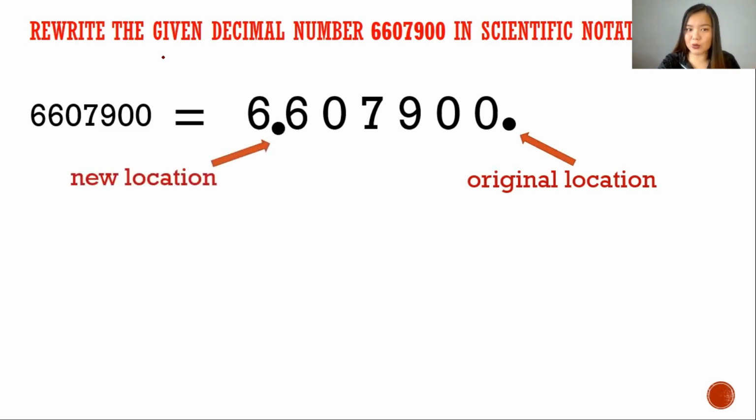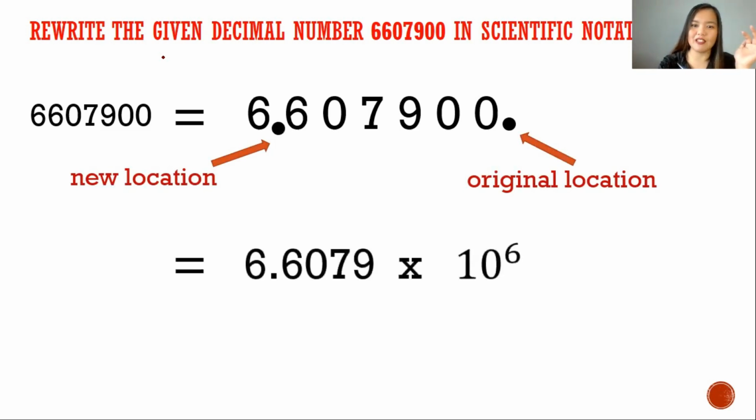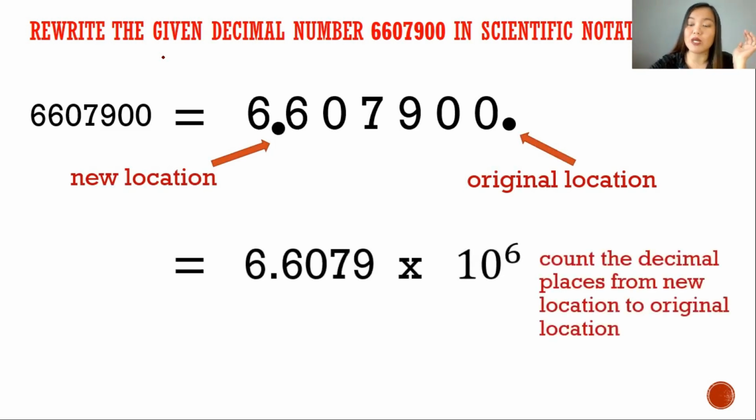And that is now the new location of the decimal point. And then it is written this way because as we count the decimal places from the new location to the original location, that is 6.6079 times 10 raised to 6.